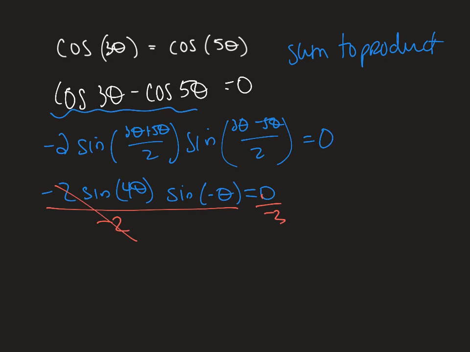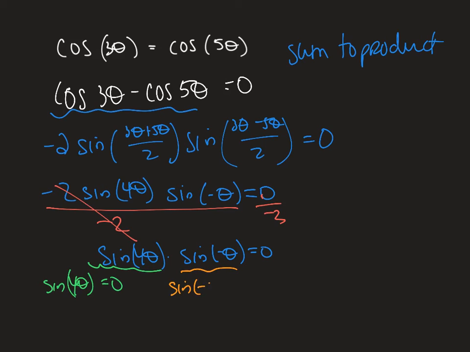Okay, so then really what this is, believe it or not, very nice and simple for us. You've got sine of 4 theta times the sine of negative theta equal to 0. So either your first factor equals 0, it's just the zero product principle really. So either sine of 4 theta equals 0 or sine of negative theta equals 0.